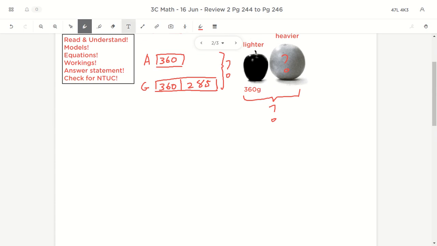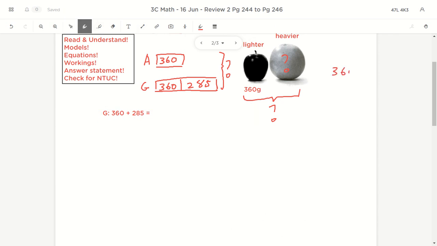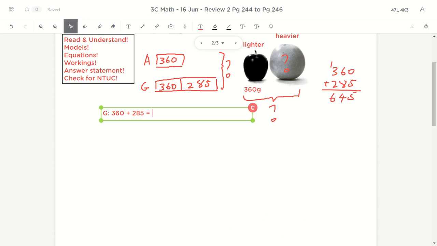Okay, let's draw a text box. The first step is to find the grapefruit. So grapefruit is actually 360 plus 285. Okay, let's work it out. 360 plus 285. 5, 6 plus 8, 14. 4 plus 2, 6. So what you get here is 645 grams. So your grapefruit is 645 grams.